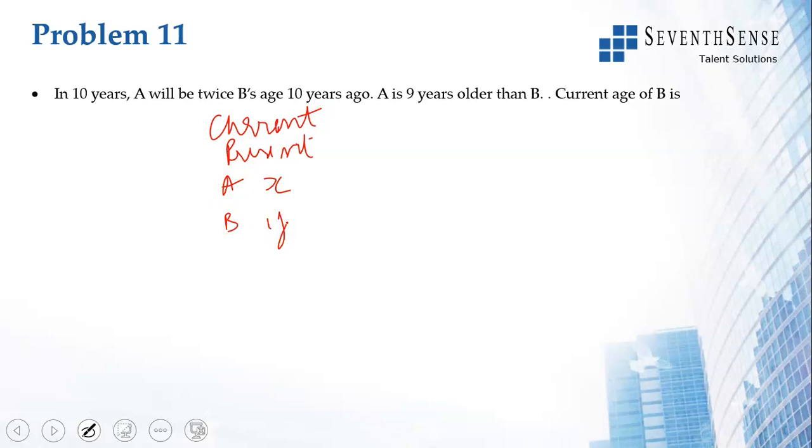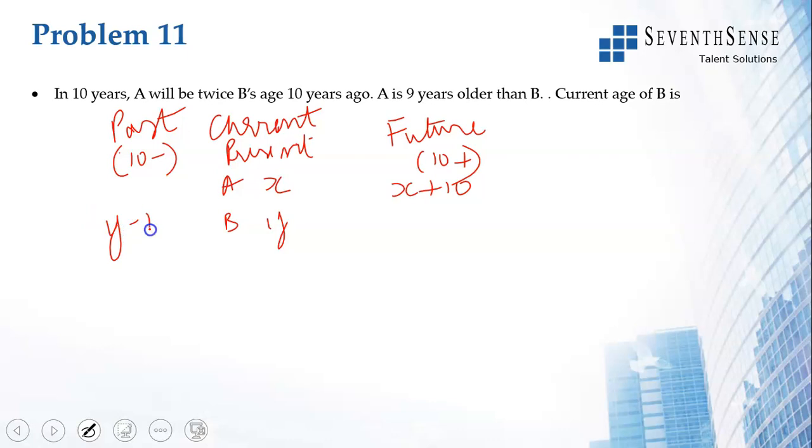In 10 years, so future, okay, future is 10 plus, right? So future, A's age is X plus 10. Past, B's age 10 years ago, so 10 minus, right? Past is minus, so B's age is Y minus 10. So currently they are X and Y.